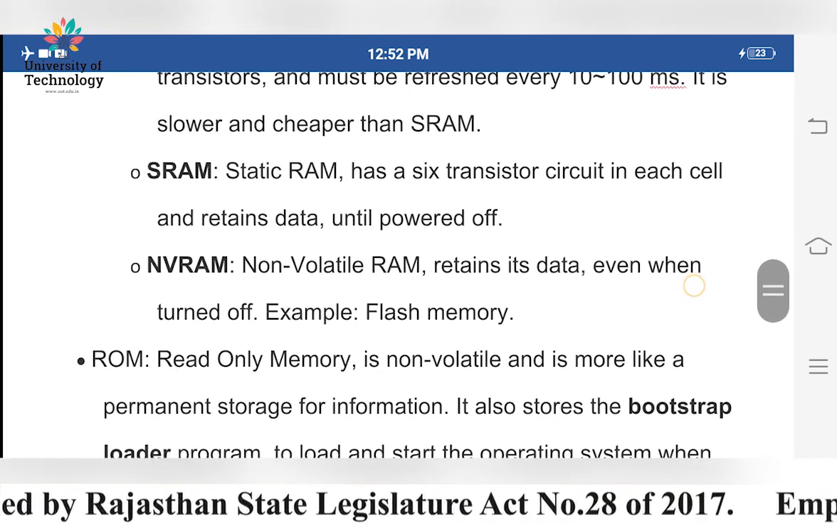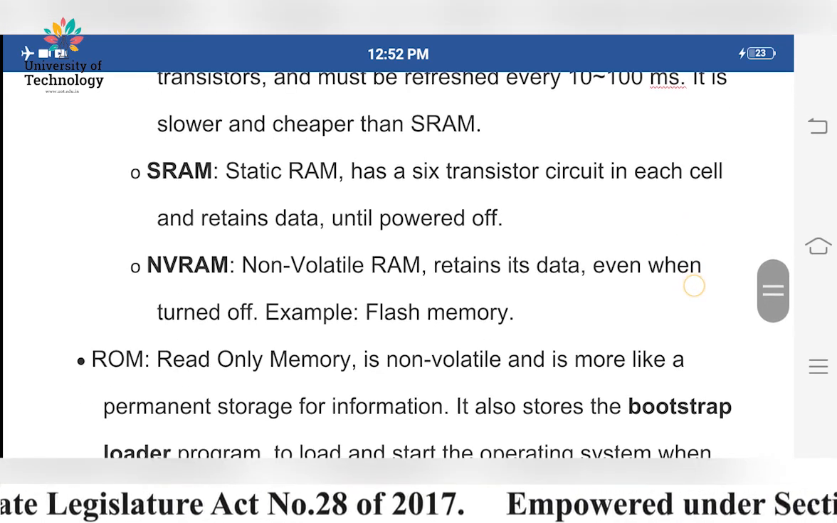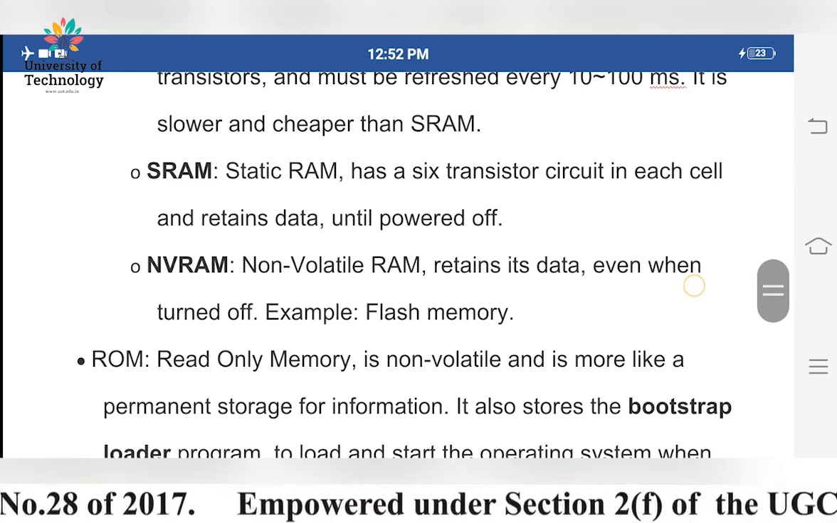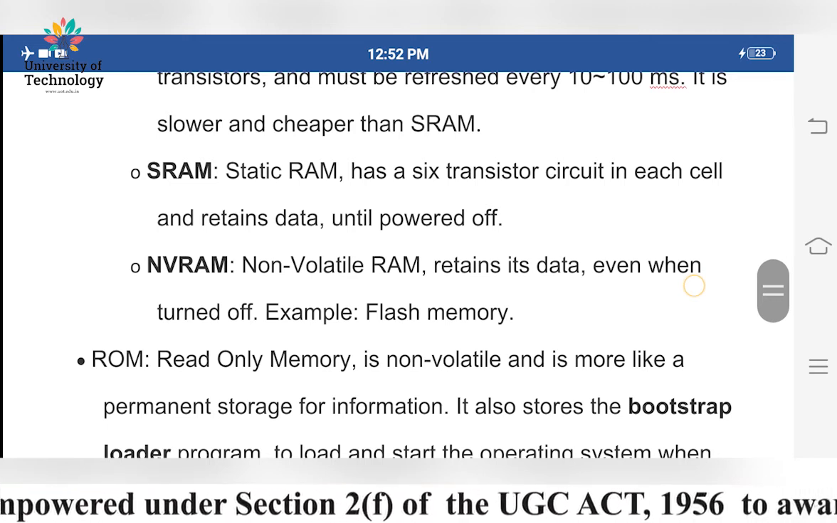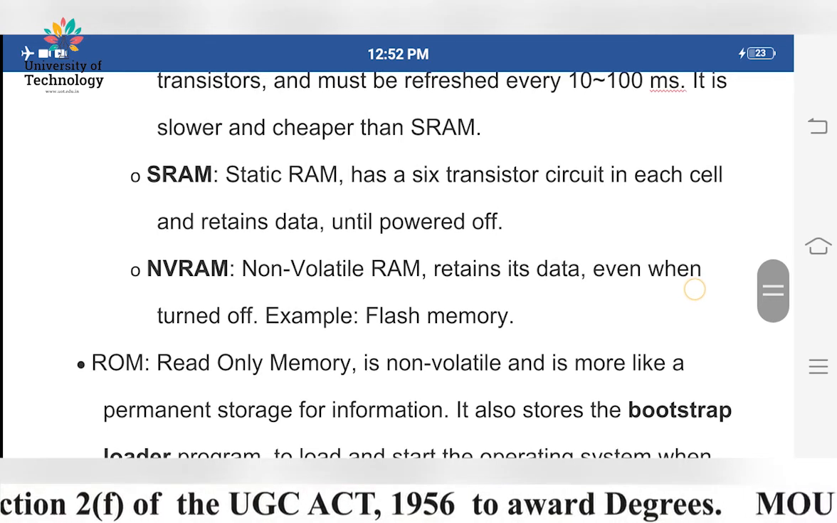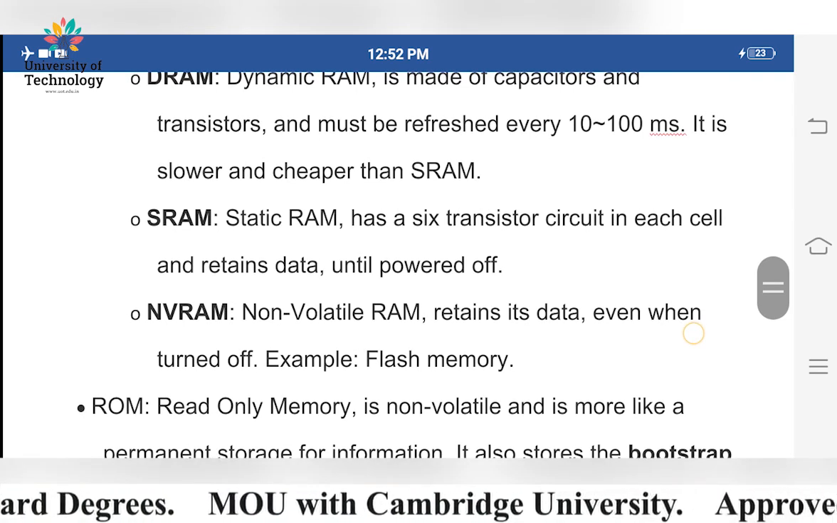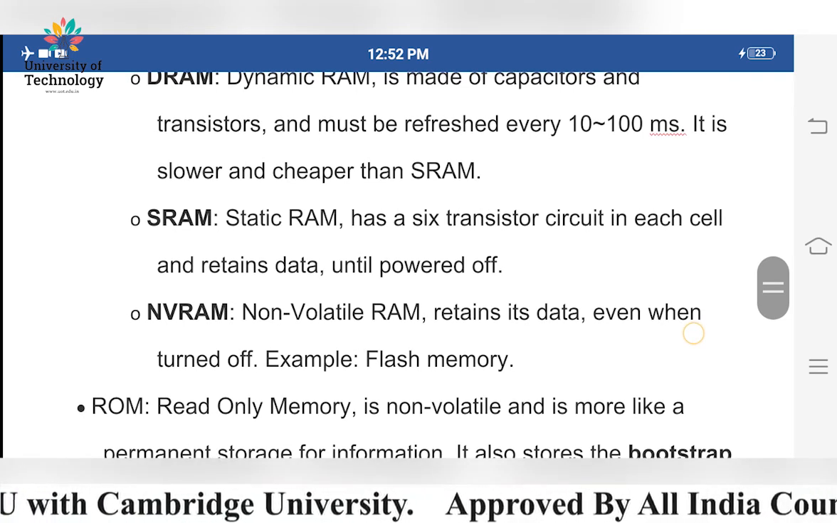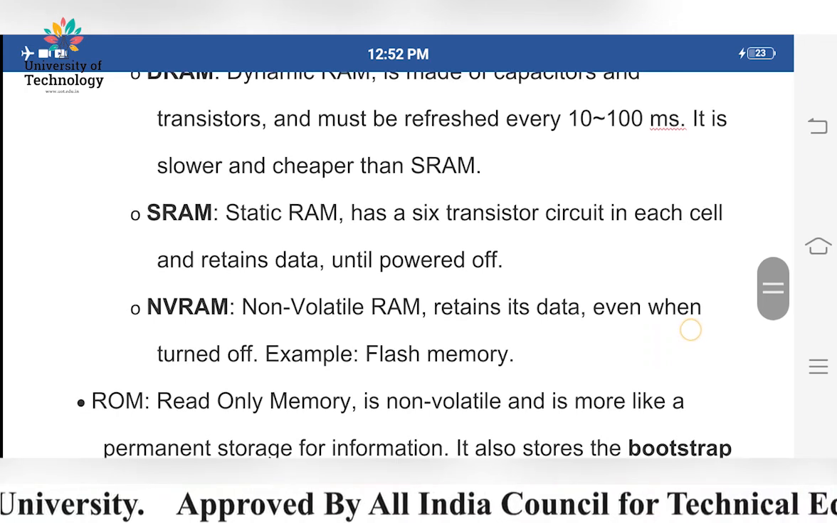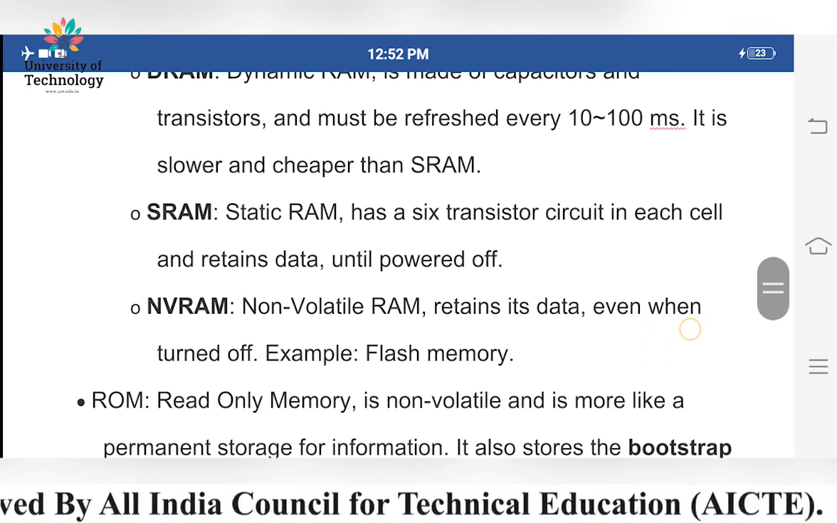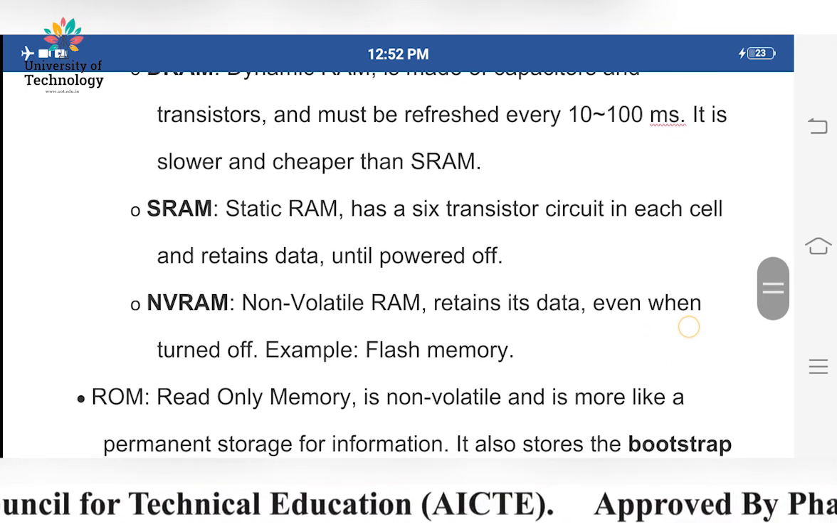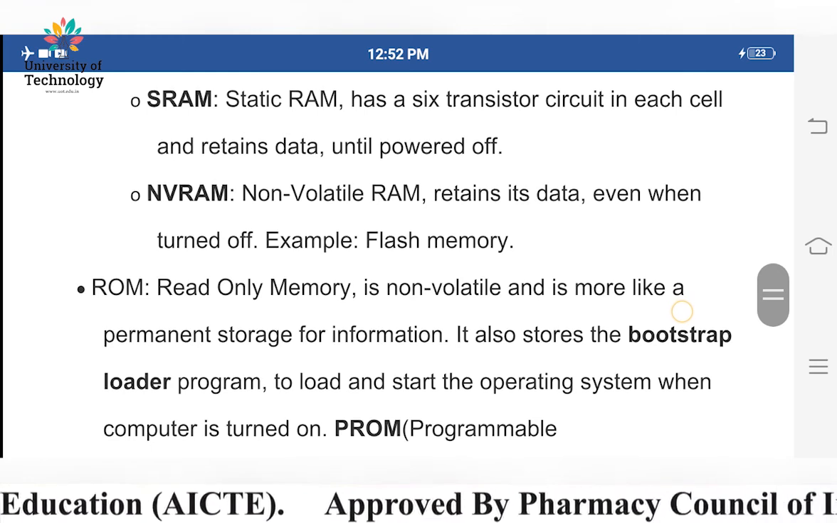Now we'll understand what static RAM is. Static RAM has a 6 transistor circuit in each cell and retains data until the power is off. The main advantage is that it can retain the data as long as the power is on. And it has how many transistors? 6 transistors, right?